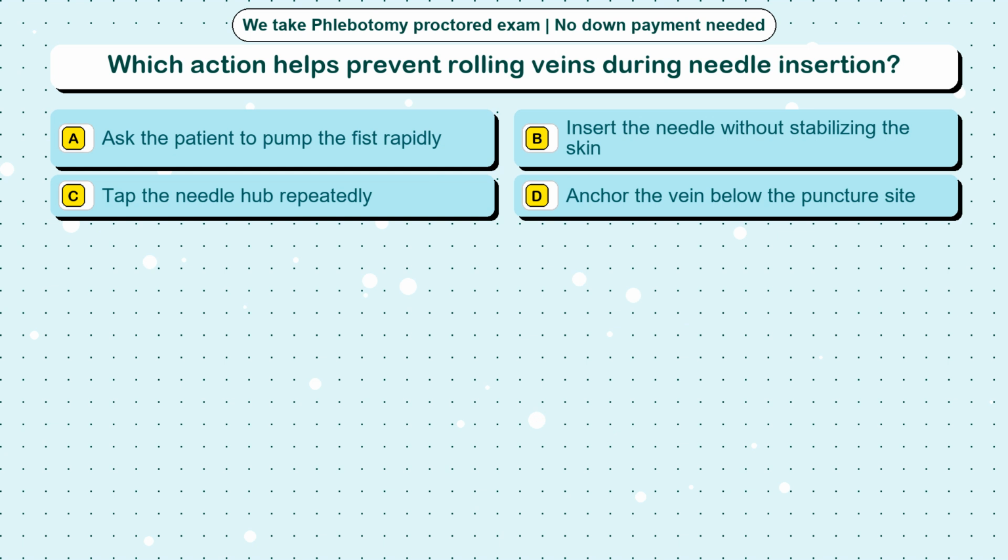Question 97. Which action helps prevent rolling veins during needle insertion? Option A. Ask the patient to pump the fist rapidly. Option B. Insert the needle without stabilizing the skin. Option C. Tap the needle hub repeatedly. Option D. Anchor the vein below the puncture site.